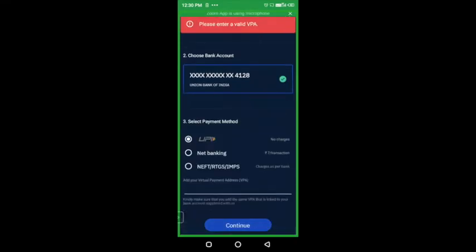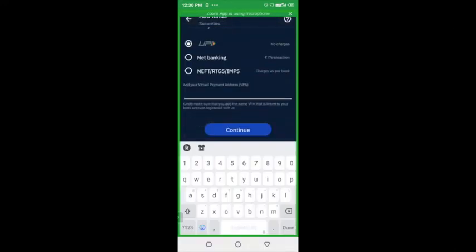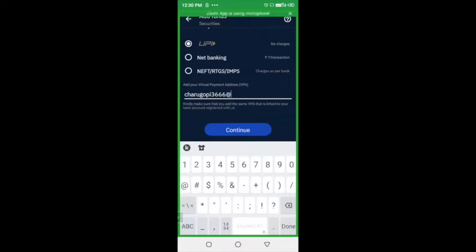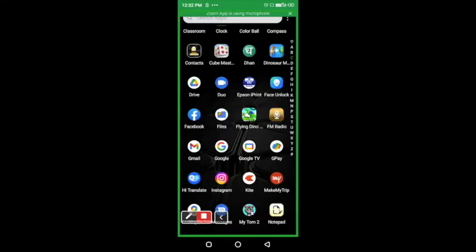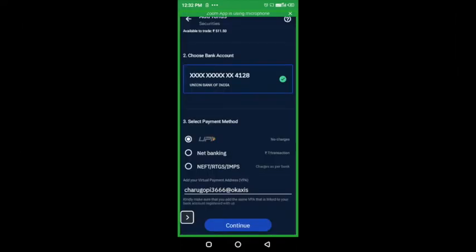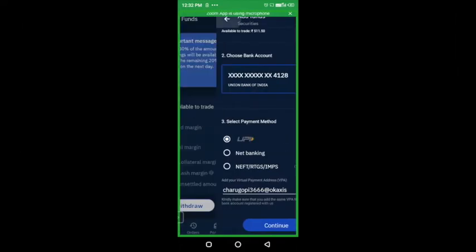I am using the UPI method. You can try even net banking method if it's okay for you. One sec, guys. So using the GPay method, I have added 500 to my UPSTOX account.